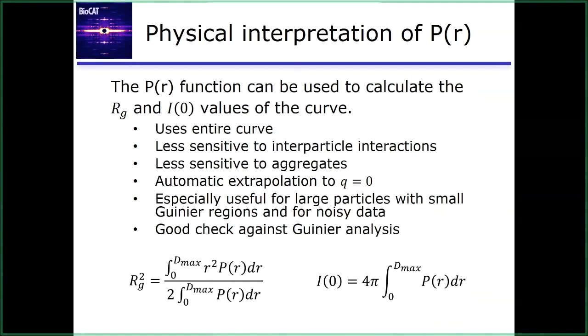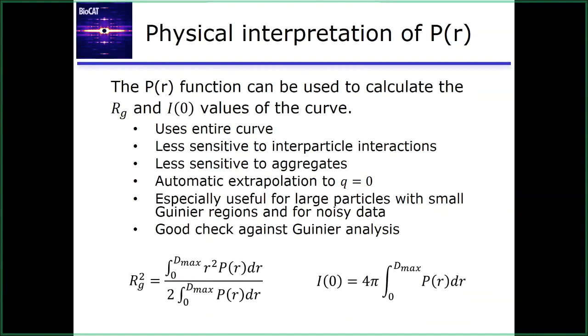It's especially useful when you have large particles where you may have a small Guinier range and noisy data. And it's a good check against the Guinier analysis. Ideally, you do both, and they both give you the same answer. If they don't, it's telling you something about your data set, and you ought to be thinking about what that is.